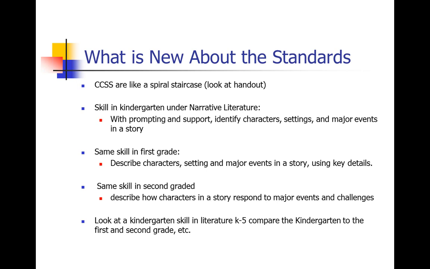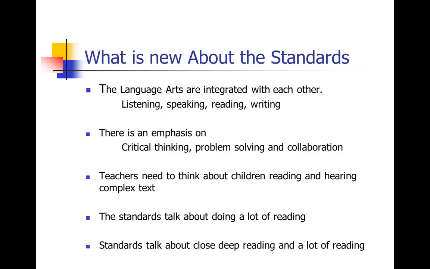So in essence, we're not dealing with quite as many skills as we had in the past, but we're dealing deeper. An activity that I might have you do if we had the time was to look at a kindergarten skill in literature, K through 5 standards, and compare the kindergarten to the first and the second, third, fourth, fifth, and how they are different and deeper and closer reading. That's the kind of terminology that they're using.